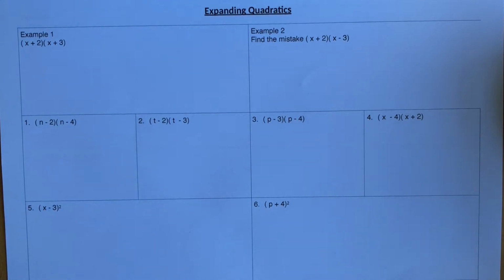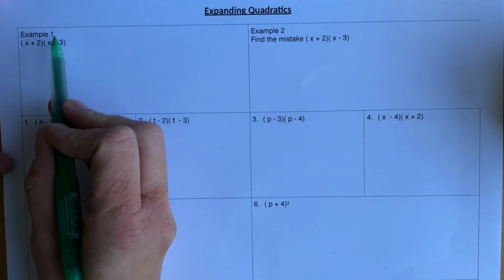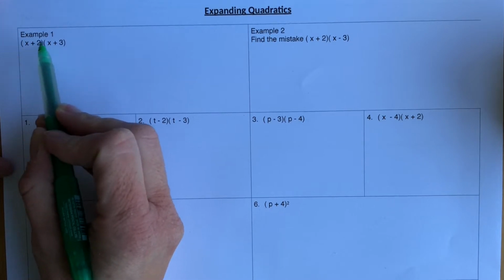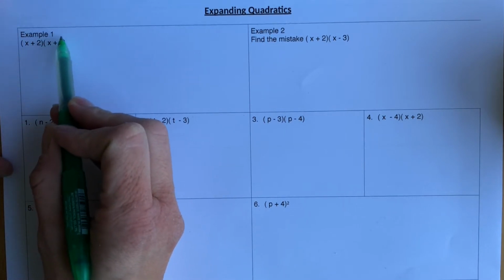Today's lesson we're going to be looking at expanding quadratics. That is when you have two brackets back to back. Here's our first example here. What this actually means is we have to times everything in this bracket by everything in this bracket.